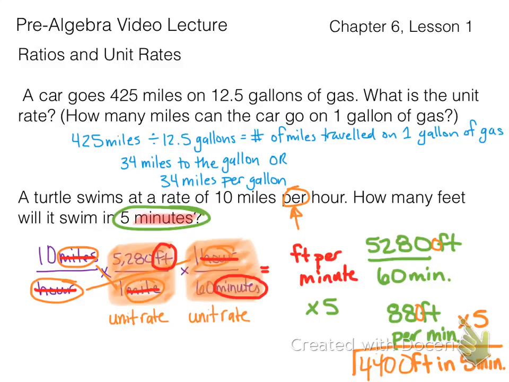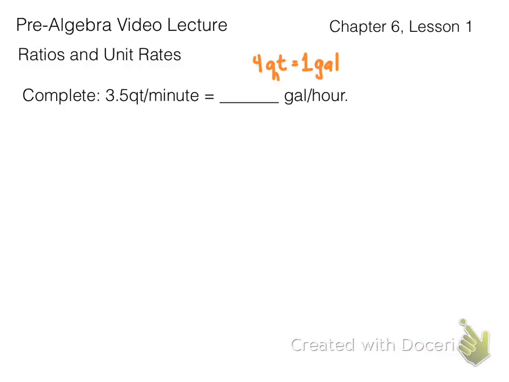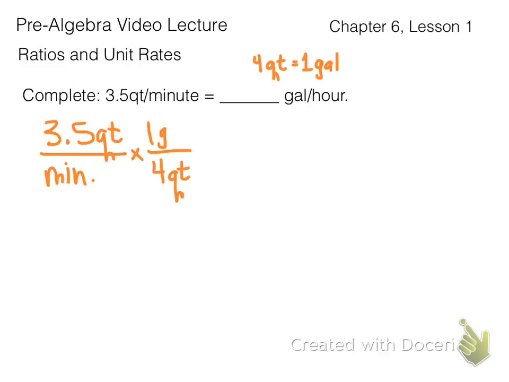All right, so here is another dimensional analysis problem. We have 3.5 quarts per minute, and we want to figure out how many gallons per hour that is. And just so you know, there's 4 quarts for every 1 gallon. So let's go ahead and set this up. We have 3.5 quarts per minute, and we're going to multiply by 1 gallon over 4 quarts.